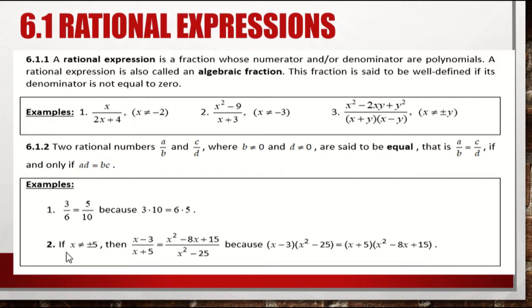Another example, if x is not equal to positive or negative 5, then x minus 3 over x plus 5 is equal to x squared minus 8x plus 15 all over x squared minus 25. Because x minus 3 quantity multiplied to x squared minus 25, gi-cross multiply, is equal to, kani pod i-multiply dito, x plus 5 times x squared minus 8x plus 15.